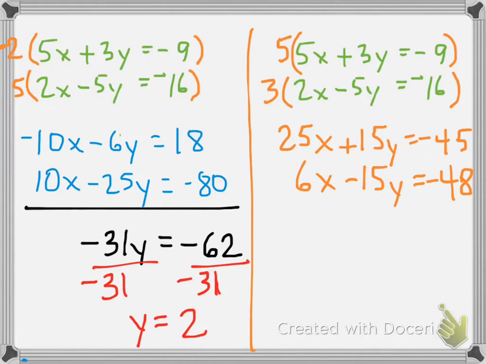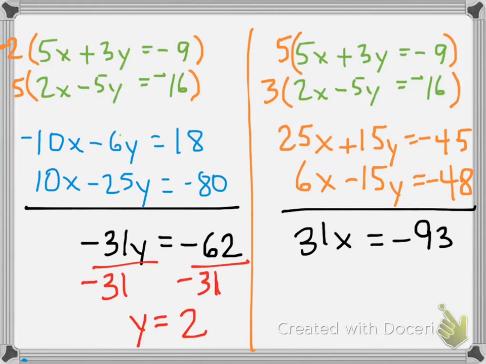Then you add up and down, and you end up with 31x is equal to negative 93. To solve for x, I divide both sides by 31. I end up with x equals negative 3. So my answer would be x equals negative 3, y equals 2.